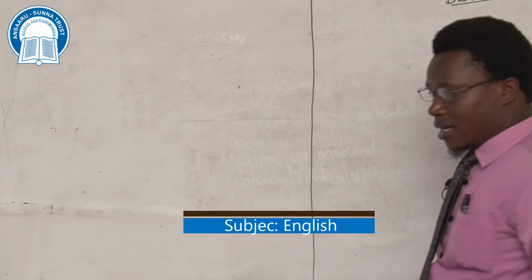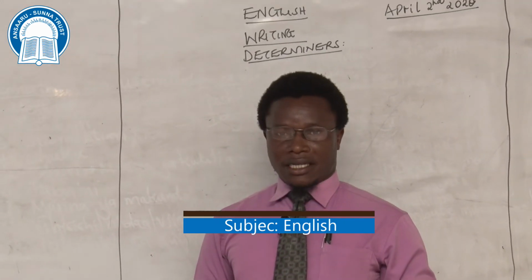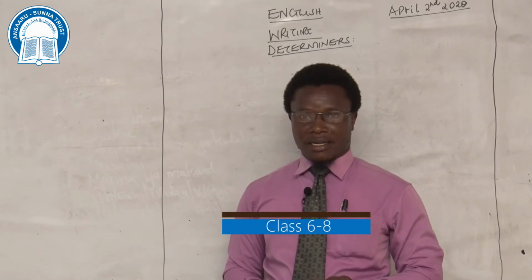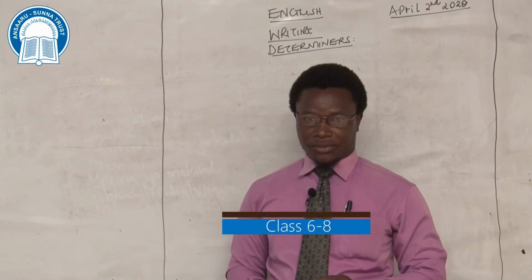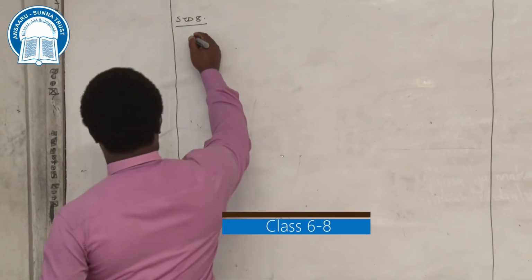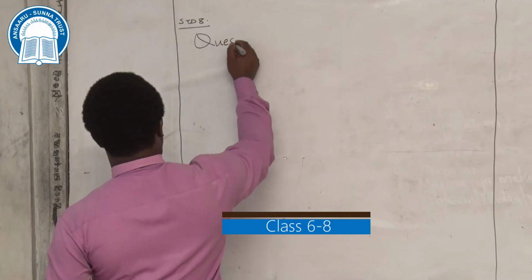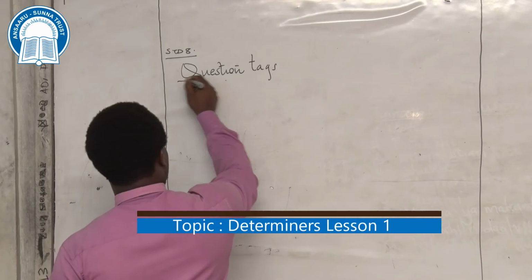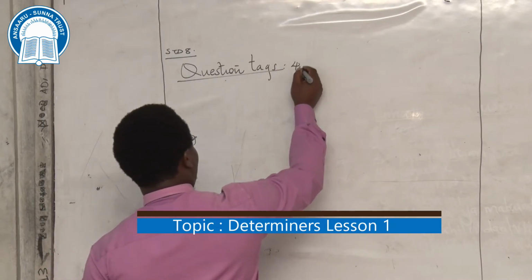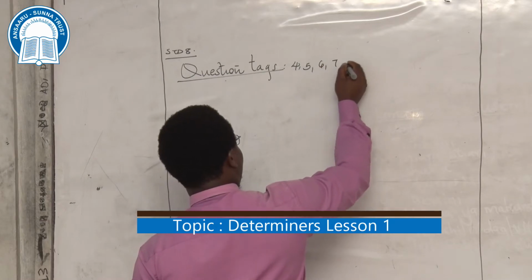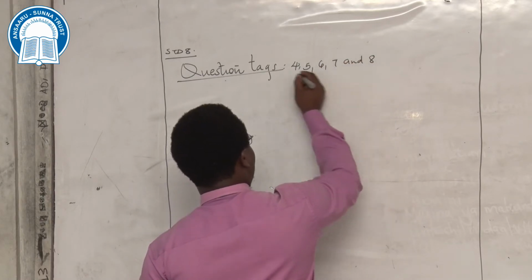Today, I would like us to look at determinants. It's a writing session. But before I look at determinants, it's always important to have a recap on what we had discussed in the previous session. So in the previous session, we were looking at question tags, which is another examinable area, an area that's normally covered from grade 4, standard 5, 6, and now in class 8.